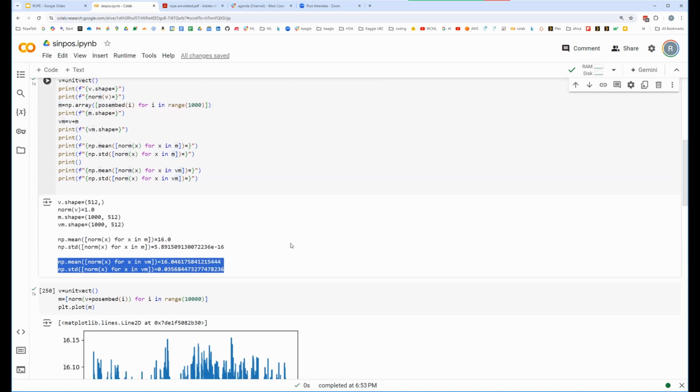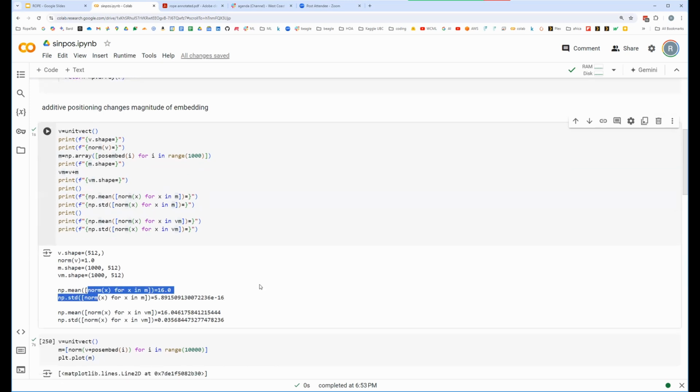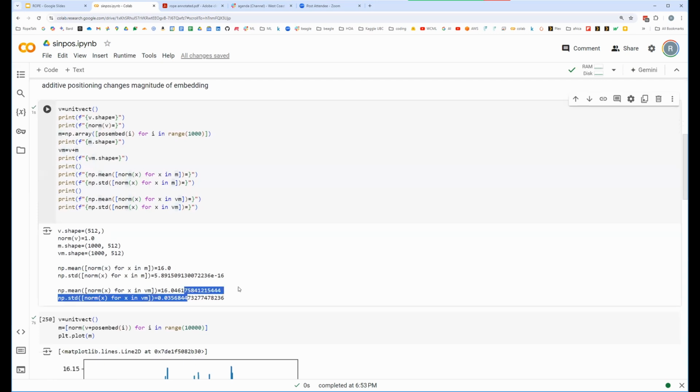So what was the amplitude of this additive sinusoidal modulation as used in the transformer paper? Correct. Or at least that was my objective. And what was its amplitude? So here I'm printing the mean and the norm of just the embedding signal. And here I'm printing the mean and the norm of the embedding plus a random vector. So the mean of the encoding vectors is 16.